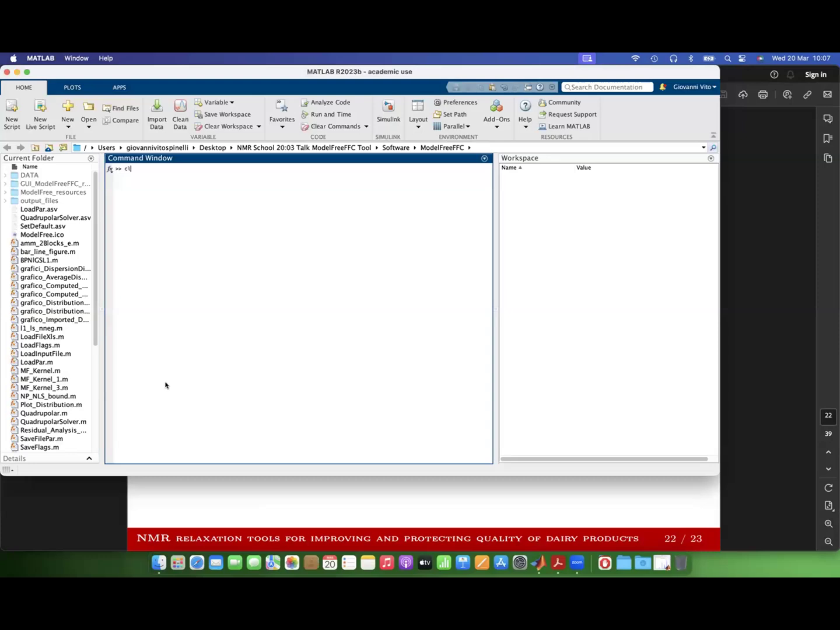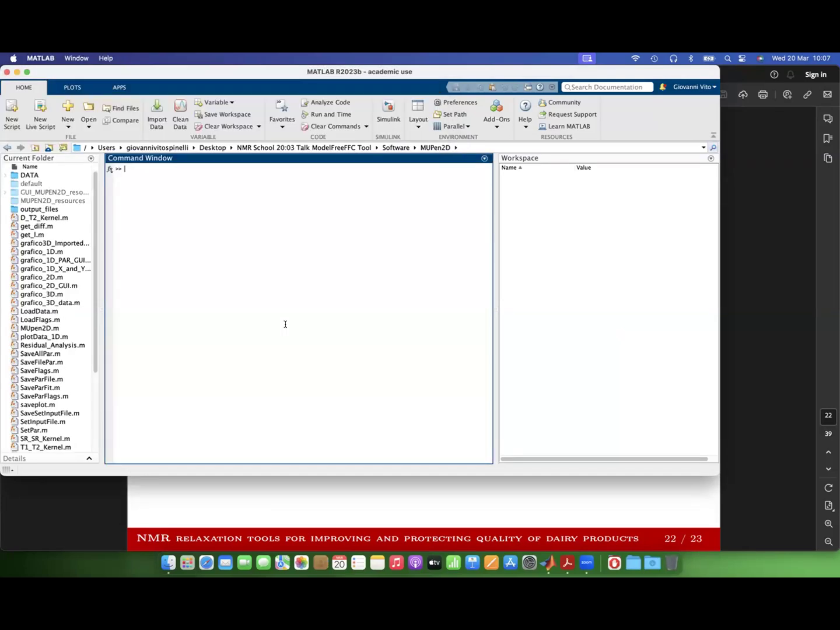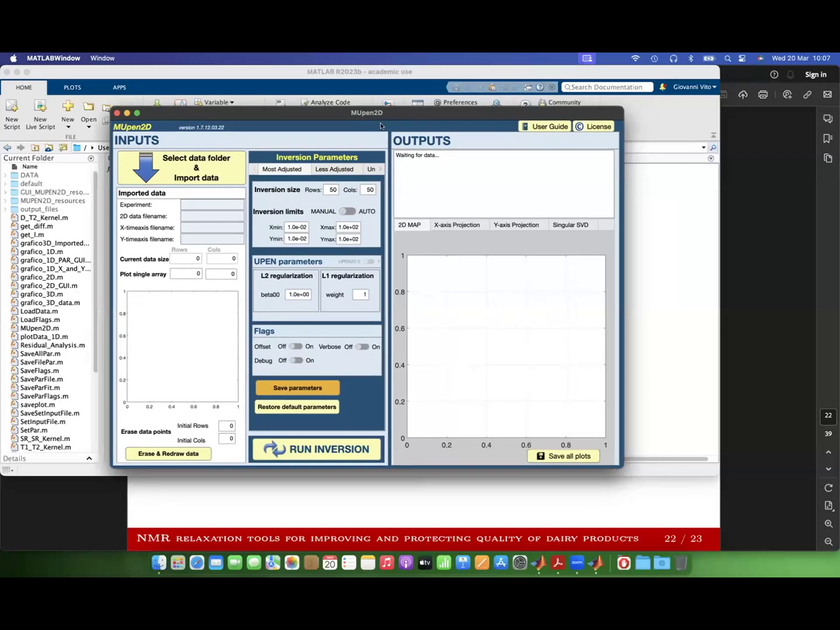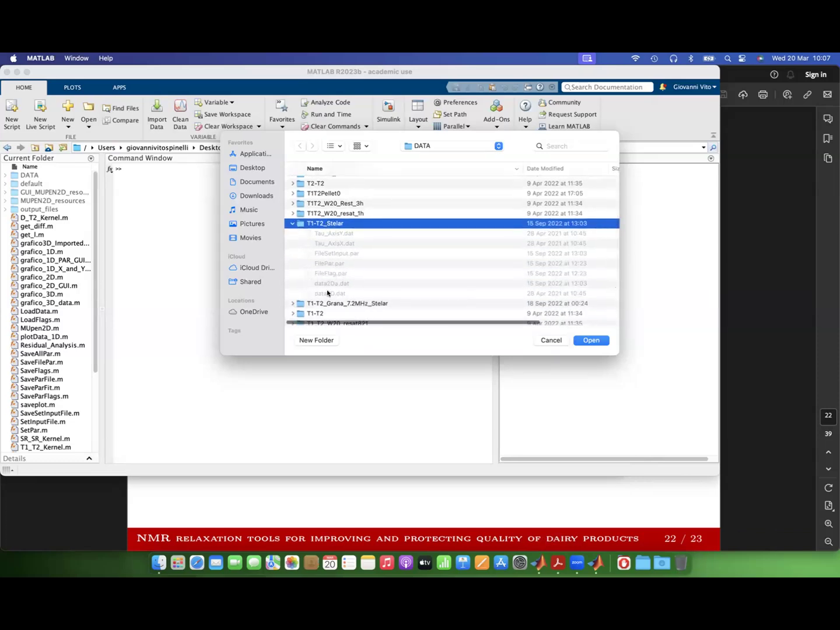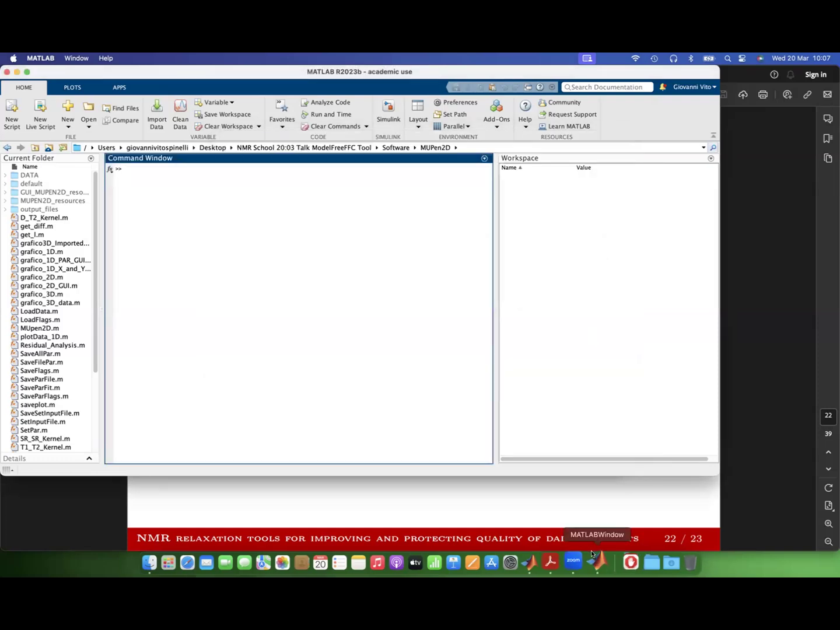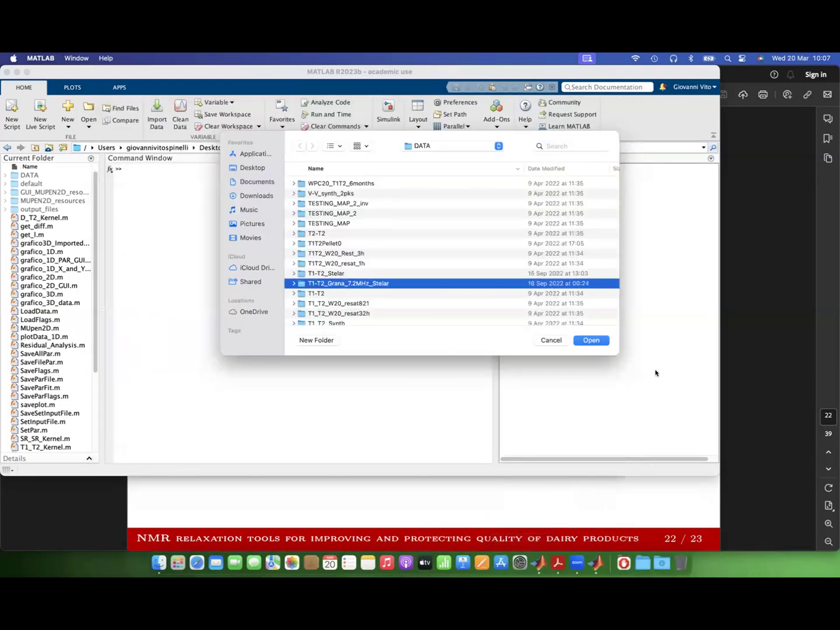If I open the other software, it has more or less the same graphical user interface with, of course, different parameters. When you select the data folder, the data folder is more or less the same. Here there are more files because they are the output files, but you can select this one. Maybe I will select another one, this one, okay.